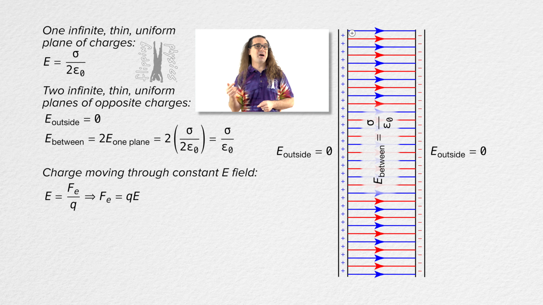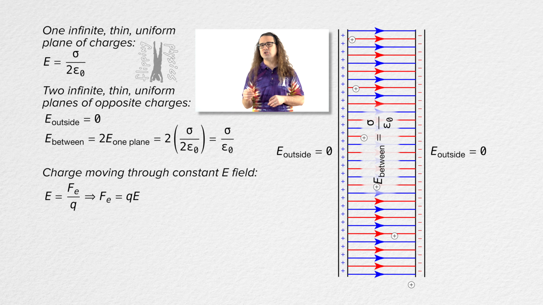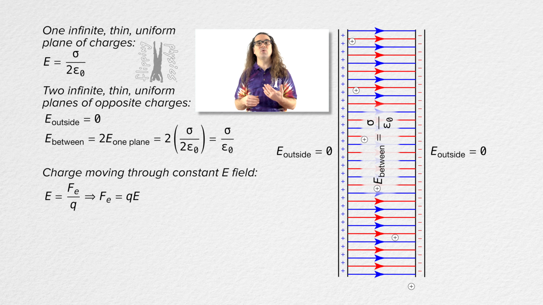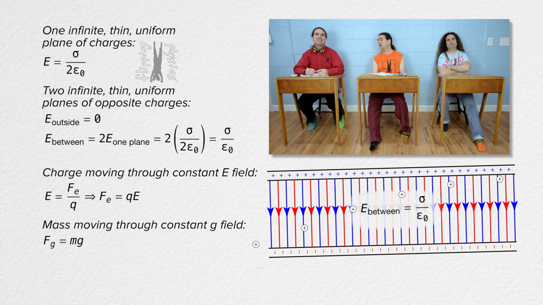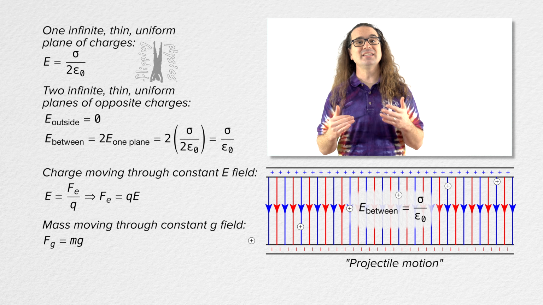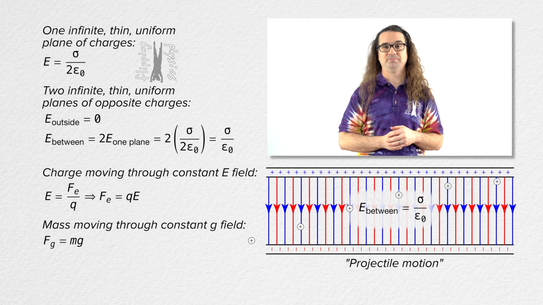Also, notice that the positively charged particle moving through a constant electric field like this will experience an electrostatic force in the direction of the electric field. This force will be constant and equal to the charge of the particle times the magnitude of the electric field. In other words, the motion of a charged particle through a constant electric field will have similar characteristics to a mass moving through a constant gravitational field near the surface of a planet. Oh, that is just like projectile motion. Exactly. This is very similar to projectile motion.